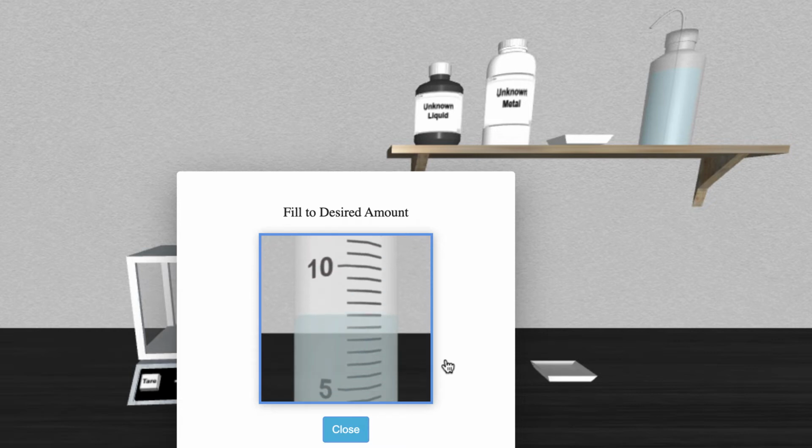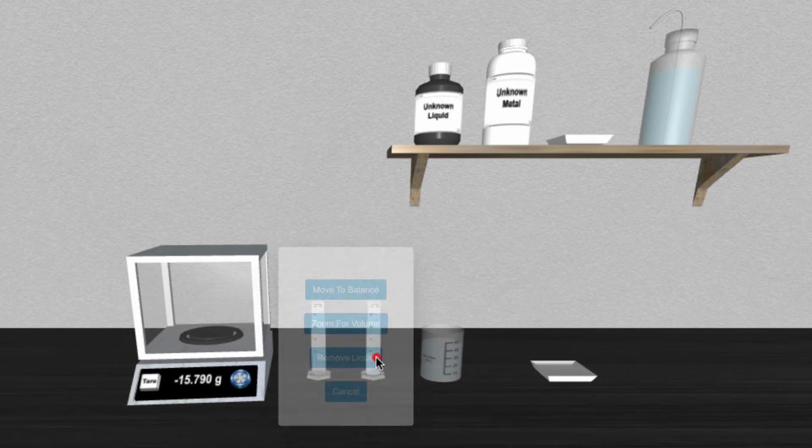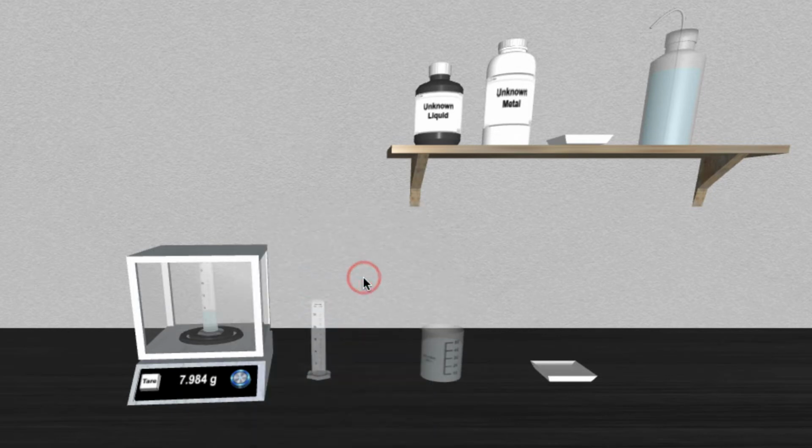Now place the graduated cylinder on the balance to measure the precise mass of that volume of liquid. Now you know both the mass and the volume of your liquid. You can determine the density since density is mass divided by volume.